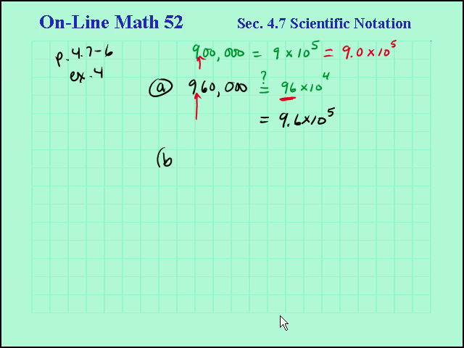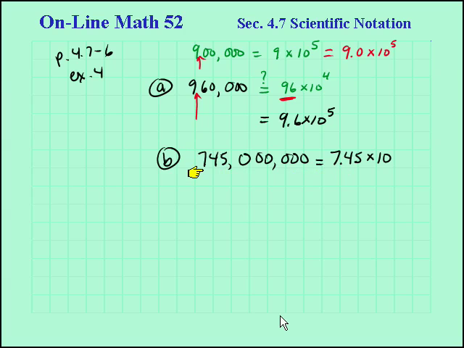Let's do part B. Part B says 745 million. 1, 2, 3, 4, 5, 6 zeros in all. And yet, proper scientific notation says it has to be 7 point something. Well, 7.45 times 10 to a power. Now, what is that power? Is it going to be just the 6 zeros that we see here? If we consider just the 6 zeros, then the coefficient should be 745. But we don't want it to be 745.